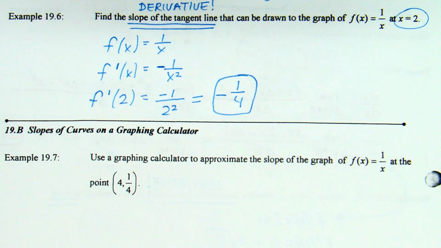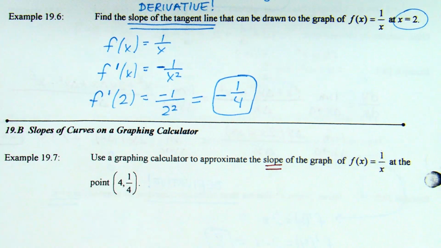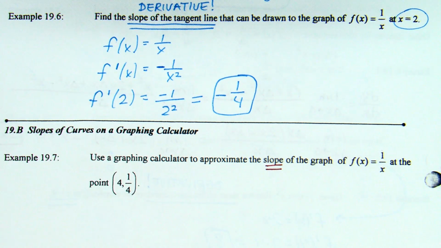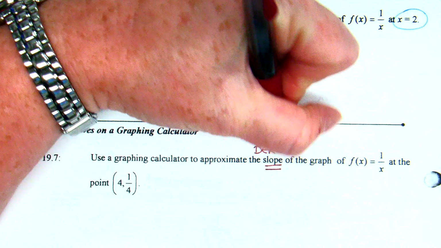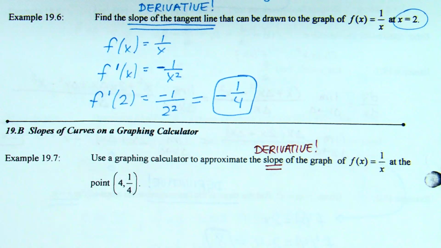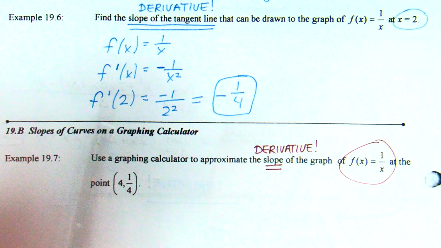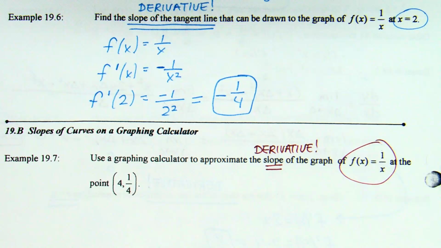Notice it states in the directions here: use a graphing calculator to approximate the slope of the graph of f of x equals 1 over x at the point 4, 1/4. Use a graphing calculator to approximate the slope. What are we approximating? The derivative. Okay. Now, they give us a function, yes? F of x equals 1 over x. Officially, we know the derivative from the previous problem, right?